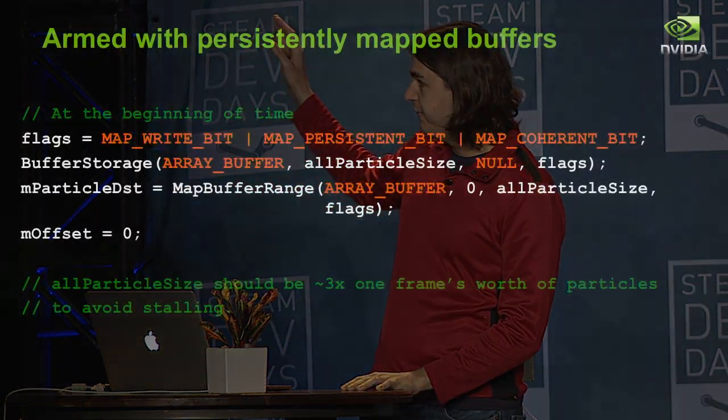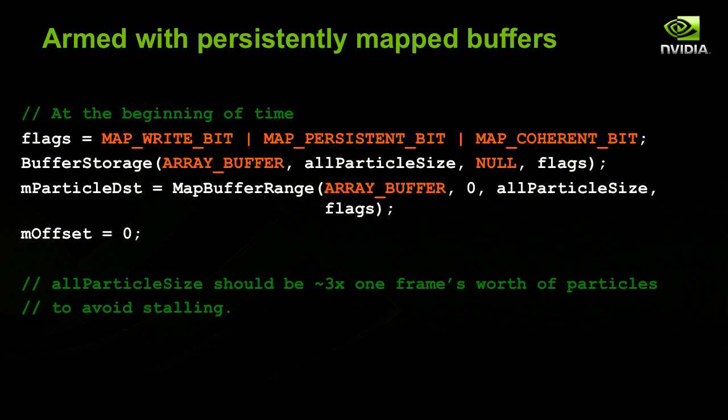All right, so we have persistently mapped buffers, and we want to make our particle system update better. At the beginning of time, when we're going to create this buffer, we specify the flags that we want. We say we're only going to write to it. We want it to be persistent. We want the writes to be coherent. We use the buffer storage call. We specify that the thing is an array buffer. We say how large it's going to be. We're not providing any initial data. And here are our flags.